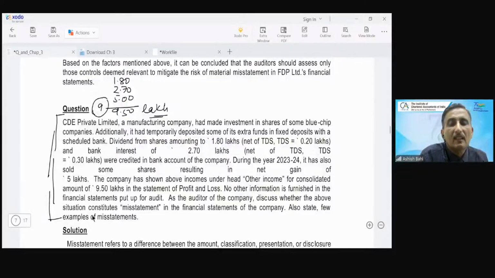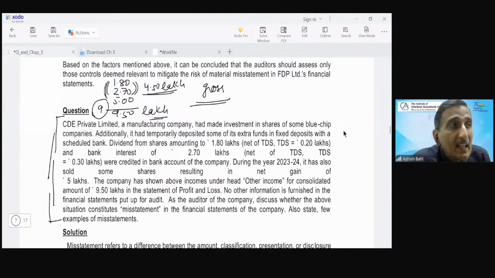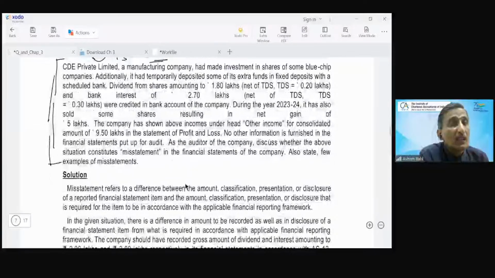So, students, look, dividend from shares of 1.80 lakhs and bank interest of 2.70 lakhs were credited in the bank accounts of the company. So the company is showing income of 4.50 lakhs on this count in its financial statements, whereas it should have shown the gross amount. It is showing only the net amount which is credited in the bank account of the company. So the gross amount is the income. So 3 lakhs plus 2 lakhs were required to be shown instead of 1.80 lakhs and 2.70 lakhs. So this is one misstatement, and there is no proper disclosure. So this is another misstatement.